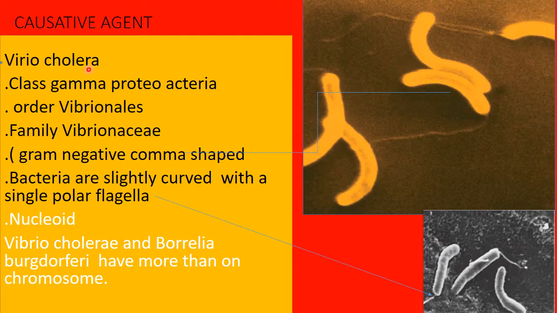Now, what is the causative agent? The causative agent is Vibrio cholerae. Actually, Vibrio cholerae belongs to the class Gammaproteobacteria, order Vibrionales, family Vibrionaceae. This bacterium is a gram-negative, comma-shaped bacterium. They are slightly curved with a single polar flagellum at one side. Now you should note an important property of this bacterium: Vibrio cholerae and Borrelia burgdorferi have more than one chromosome. Normally bacteria have a single circular chromosome, but Vibrio cholerae has more than one chromosome.